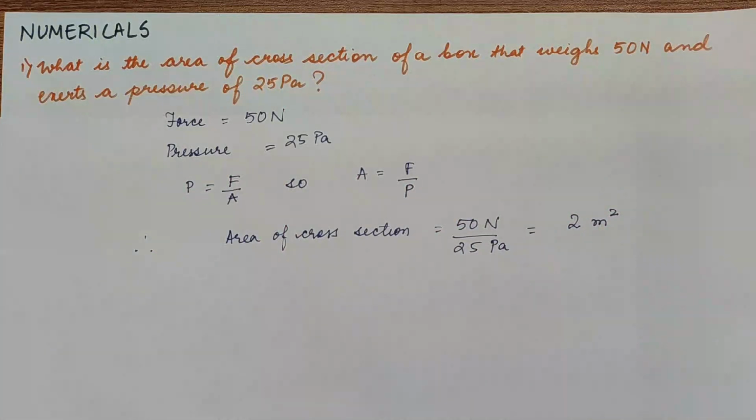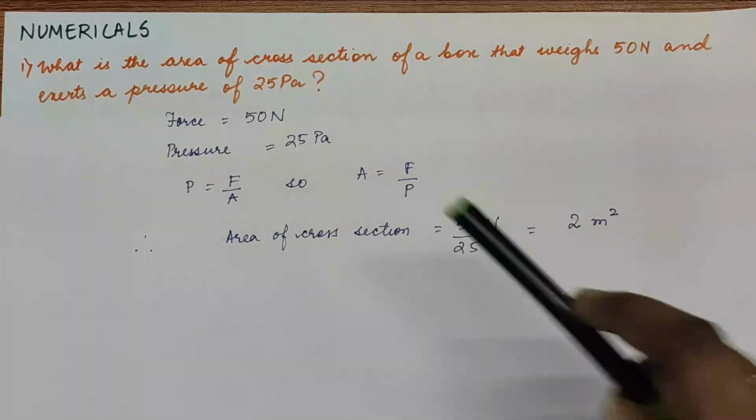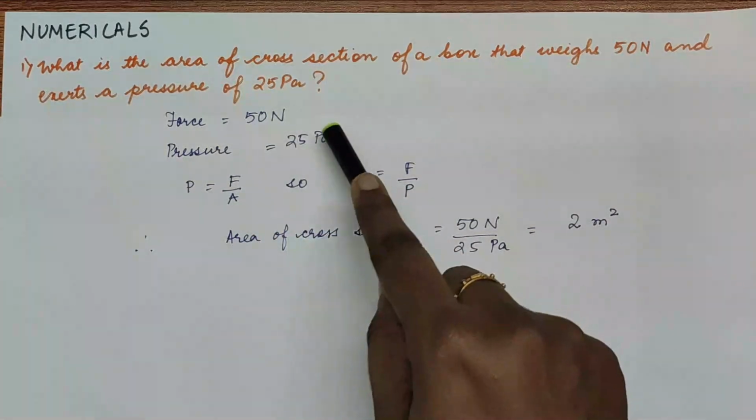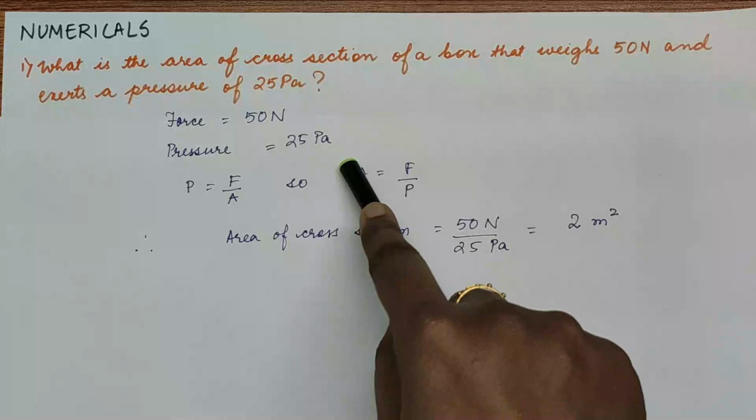Now let us do some numericals on pressure, using the formula pressure equals force by area to solve simple numericals. So if the question states: what is the area of cross section of a box that weighs 50 Newton and exerts a pressure of 25 Pascal? You know force is given, 50 Newton, and pressure is given, 25 Pascal.